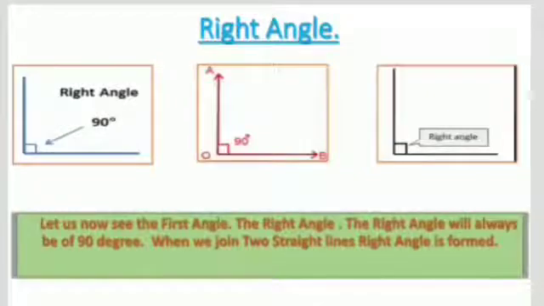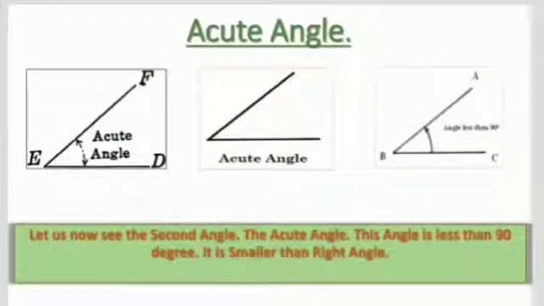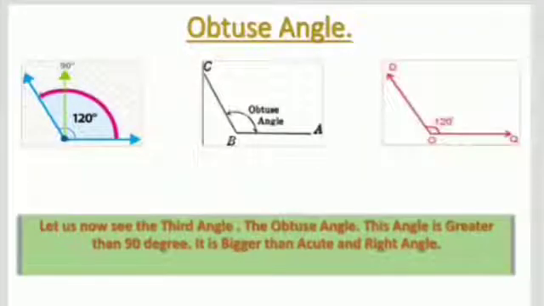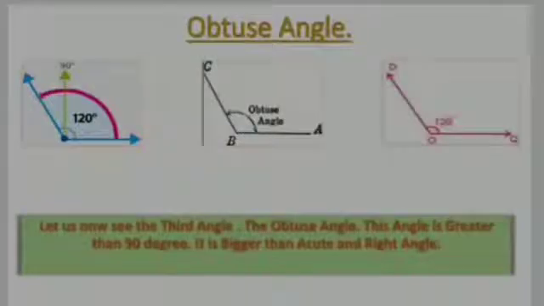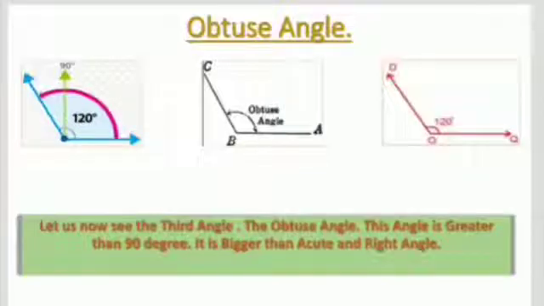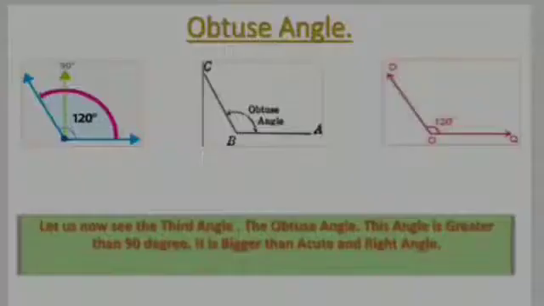Now let us see the second angle, which is the acute angle. As shown in the picture, this angle is less than 90 degree. It is smaller than the right angle. Now the third angle, that is the obtuse angle. As shown in the picture, obtuse angle is greater than 90 degree. It is greater than the right angle and acute angle. Let us now watch this video to understand it in a better way.